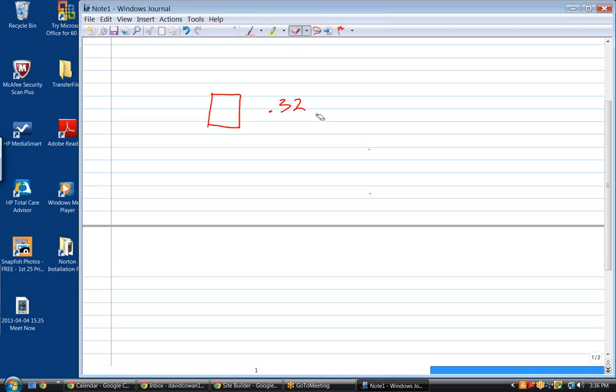Okay. And there's an equilateral triangle, and that's 15 cents. And there's an isosceles triangle, which is 30 cents. And a rectangle, which is 64 cents. Okay.